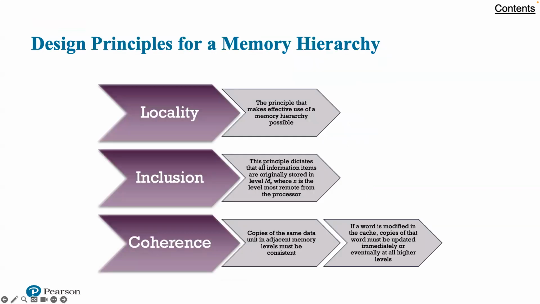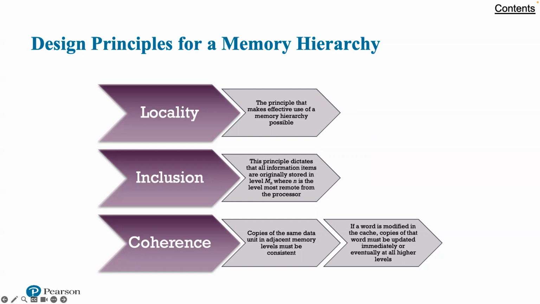So the design principles for a memory hierarchy are locality, inclusion, and coherence. Locality is the principle that makes effective use of the memory hierarchy possible. We got a chance to talk about that in detail. Inclusion is the principle that dictates that all information items are originally stored in level Mn, where n is the level most remote from the processor. During processing, subsets of Mn are copied into Mn-1. Similar subsets of Mn-1 are copied into Mn-2, and so forth.